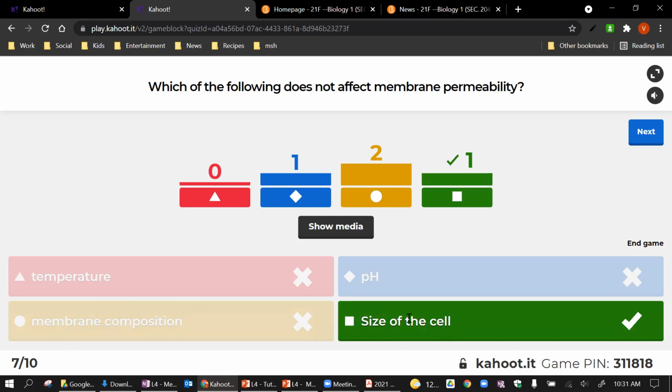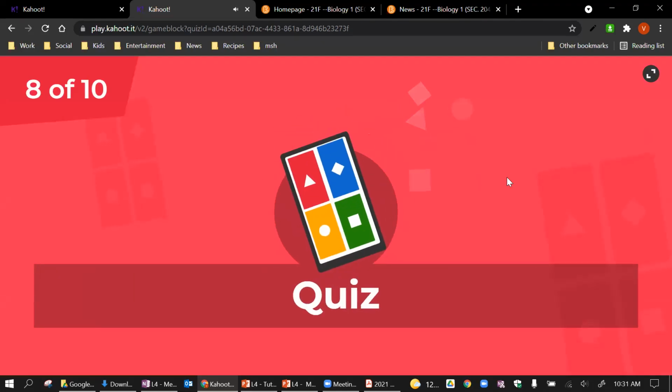And so the size of the cell does not matter. Okay, you can have a big cell, you can have a small cell. If both of the cells are made up of the same molecules for their membrane, then they will have the same permeability. Okay, so the size of the cell does not affect membrane permeability. You should keep this in mind when you do the lab. Okay, and if you missed what I said, just watch the recordings. And a couple more questions.